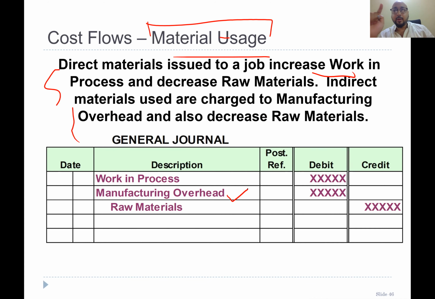Work in progress is our inventory, the second kind of inventory, right? So material is going to work in progress. Work in progress increased. Increase means debit. So the entry would be two debited, one credited: work in progress, manufacturing overhead, to raw material.